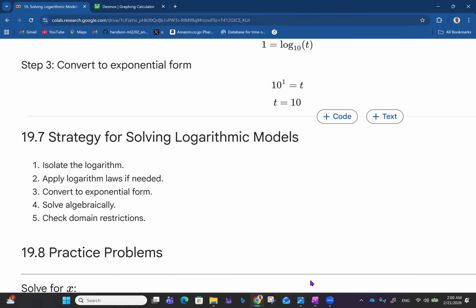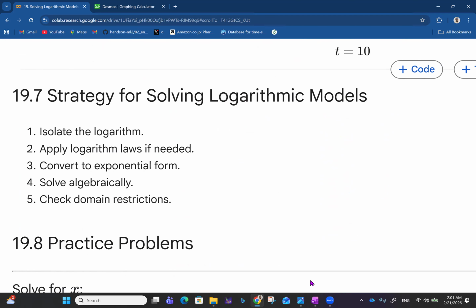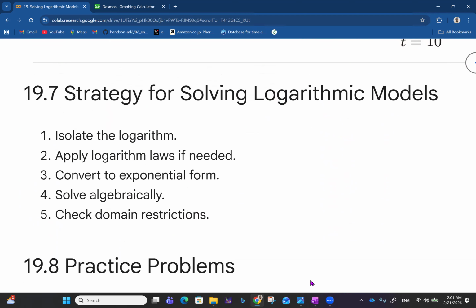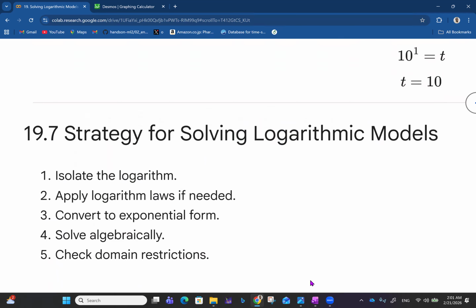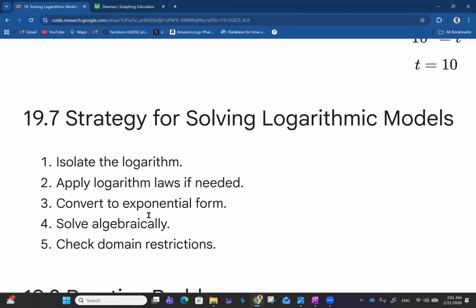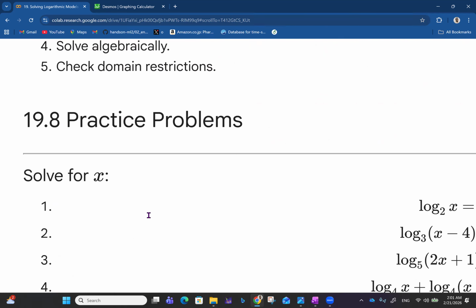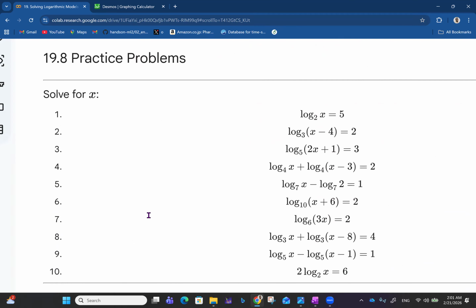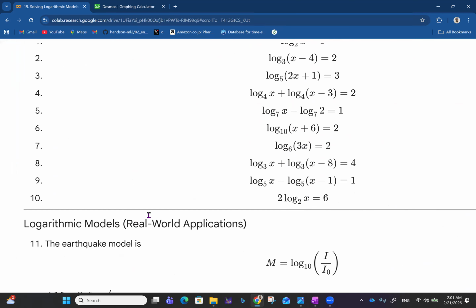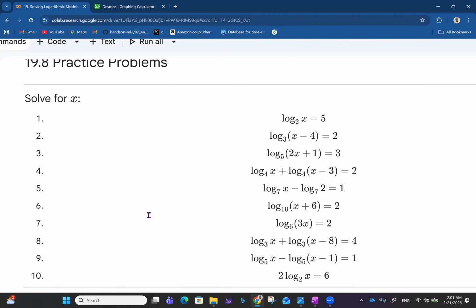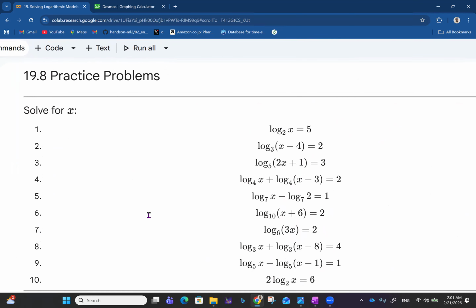So in all, we see the strategy for solving logarithmic models here. You isolate the logarithm for the most part, then apply logarithm laws if needed, then convert to exponential form, solve algebraically, and check domain restrictions if necessary. Okay, so we have some practice problems. As usual, I'll take two, and you take two. I'll solve one from 1 to 10 and another one from 11 to 20, and we'll call it a day.